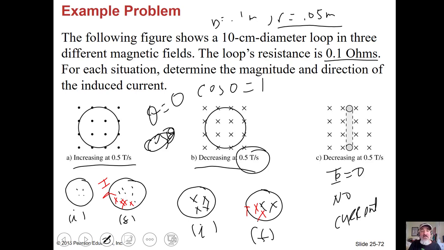So it's the same thing. Increasing out at you is the same as decreasing in. Okay. So same magnitude of current and same direction of current actually for A and B. All right, let's look at the next one.